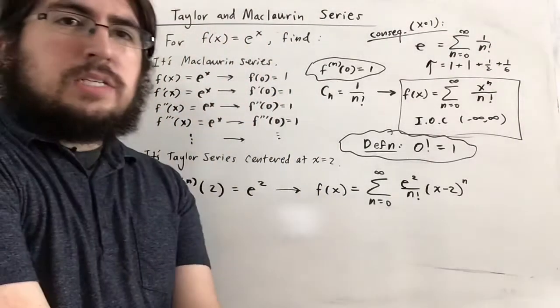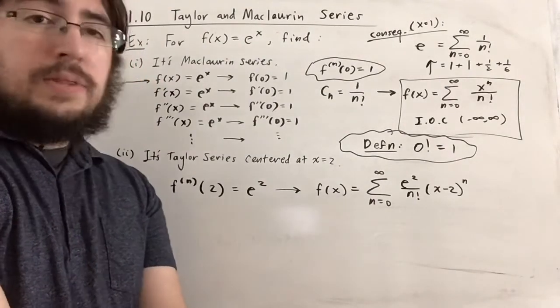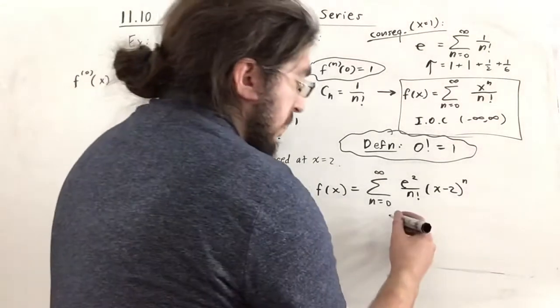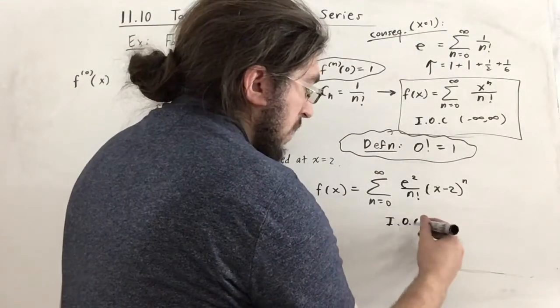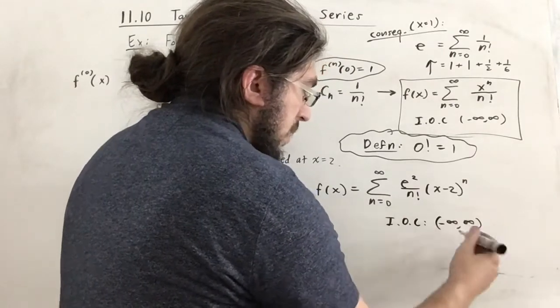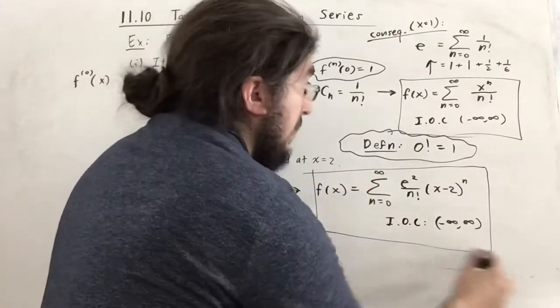You can check for yourself what the interval of convergence is here, but this is actually true for all values of x. So the interval of convergence in this case is also negative infinity to infinity, but I'll allow you to verify that on your own. Again, you can just use the ratio test, and it's not very difficult to do.